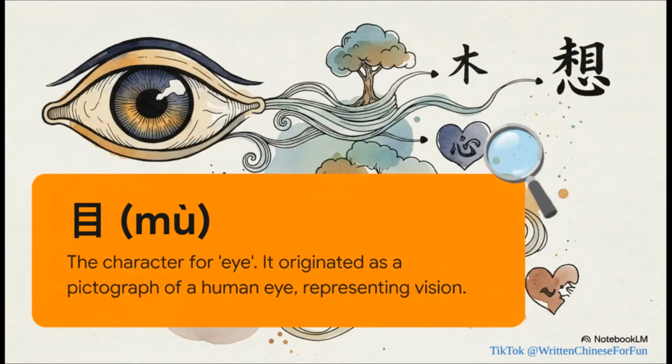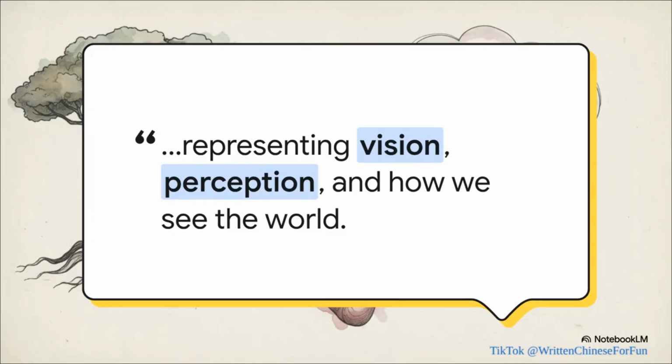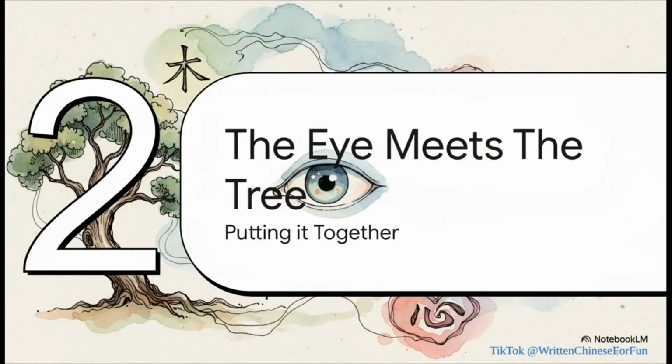All right, piece number 2 of our puzzle is this character, mu, which means eye. And just like the tree, its origin is super obvious. It's a picture of a human eye just kind of turned on its side. It's a symbol for the act of seeing. So what does this add to the mix? Well, we started with reality, the tree. And now we have the tool we use to perceive that reality, the eye. This brings in the crucial element of observation, of perspective. So we've got our first 2 ingredients on the table, reality and our perception of it.